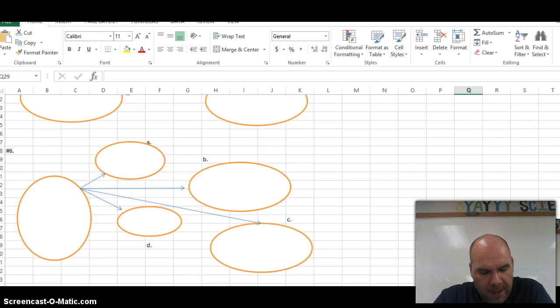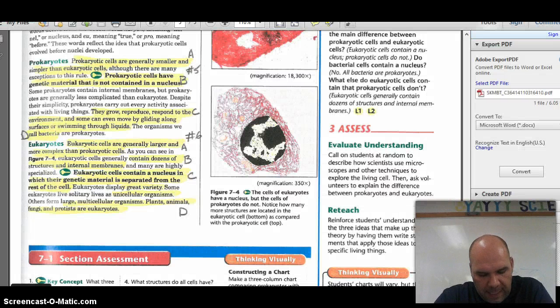And finally, concept map number 6, our main bubble of this map, deals with eukaryotes. We've already spoken a little bit about what makes prokaryotes unique, and the second component here will finalize with eukaryotes and eukaryotic cells. Alright, in conclusion with our last concept map, we're talking about eukaryotes, and for bubble A, we know eukaryotic cells are generally larger and more complex than prokaryotic cells. For bubble B, we know eukaryotic cells generally contain dozens of structures and internal membranes.